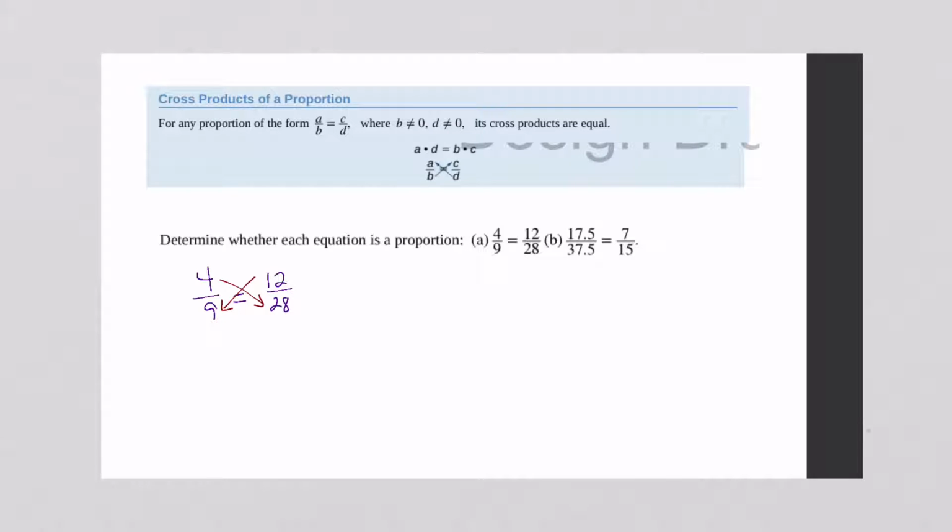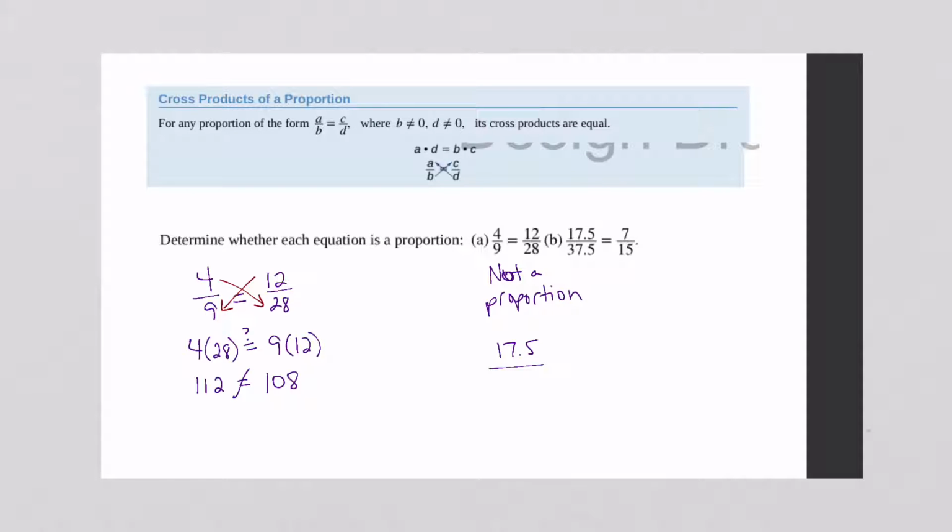So you multiply 4 times 28 and 9 times 12, and you see if those are equal to each other. 4 times 28 is 112, and 9 times 12 is 108. Since those are not equal to each other, I'd draw a line through the equal sign, and I would say that they are not a proportion. You could just say no. No would be fine.